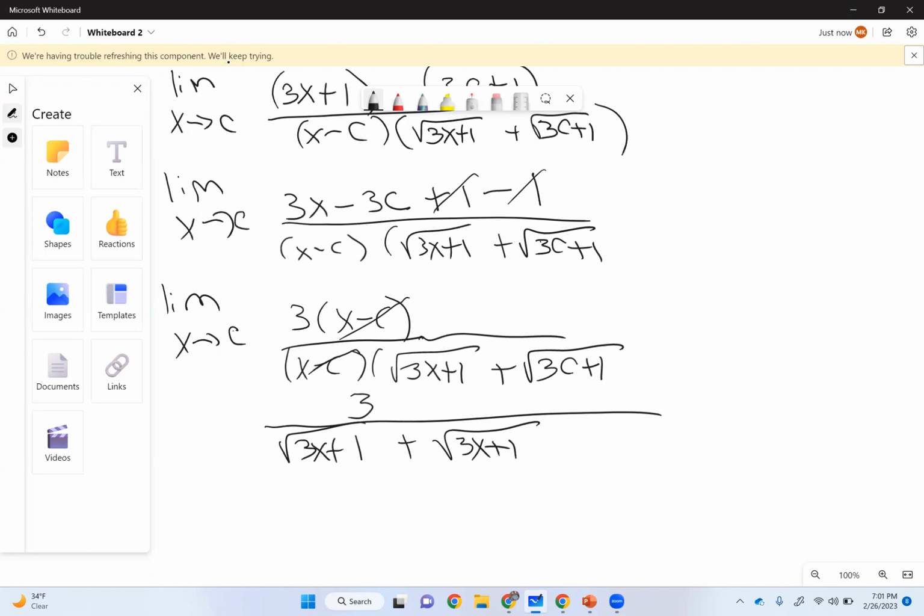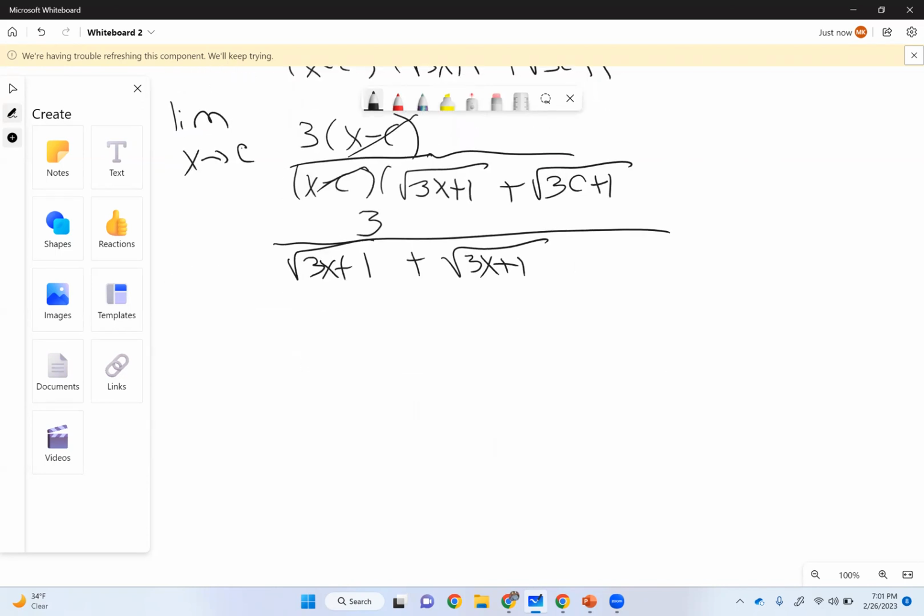All right, $3 plus $3. No. $1 plus $1 is $2. 1 car plus 1 car is 2 cars. 1 W plus 1 W is 2 W. 1 radical 3x plus 1 plus 1 radical 3x plus 1 is equal to 2 radical 3x plus 1. So this becomes 3 over 2 radical 3x plus 1.